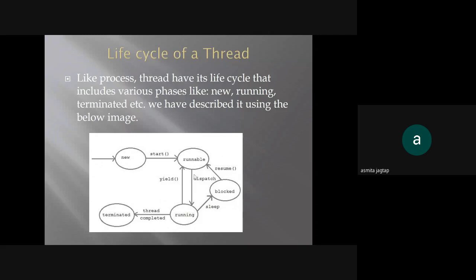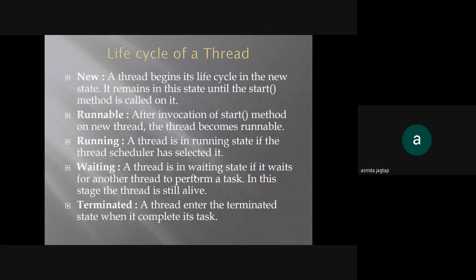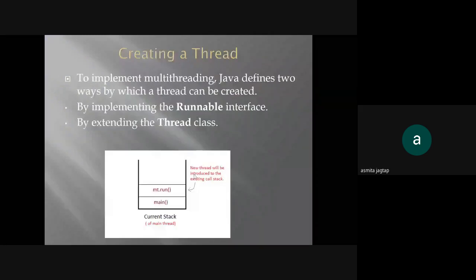So the life cycle of a thread is pretty simple: new, runnable, running. Threads have their own local stack. Main also has its own local stack, because main is one of the threads. So threads have their local stack.